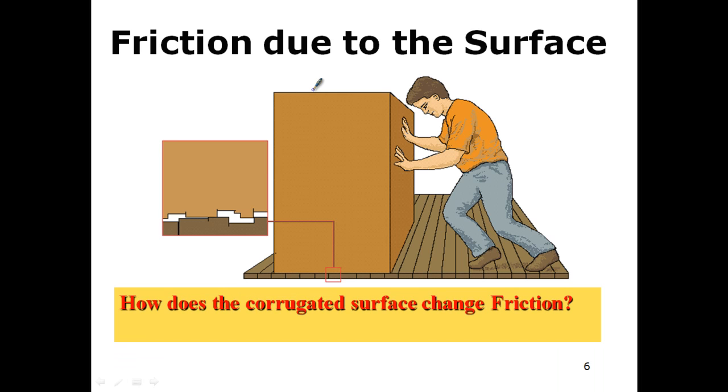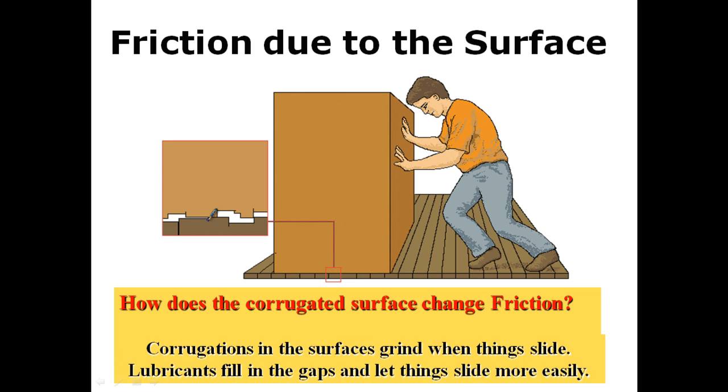So friction is due to the surface. So we can magnify the contact between the box and the floor. Here's a little magnification of this little chunk right here. You can see that it's not very smooth. So when things aren't smooth and they rub past each other, it creates friction. So corrugations in the surface grind when things slide. So that's why people use oil. That's why you have oil in your car, because it fills in all these little gaps and lets things move smoothly past each other.